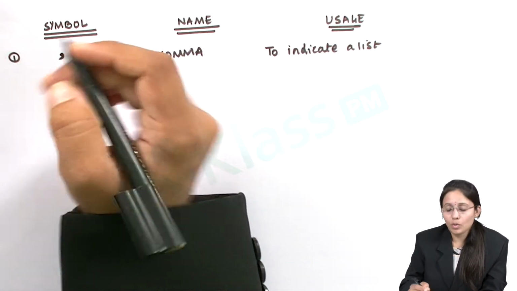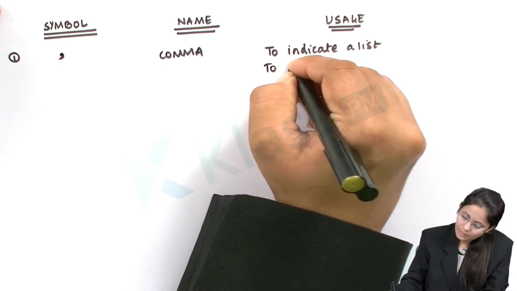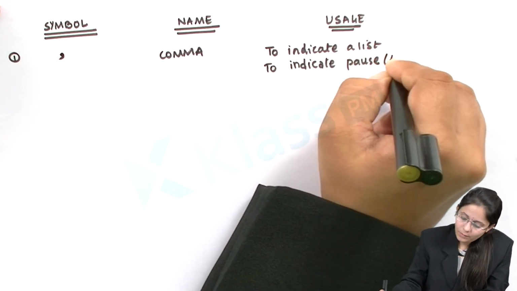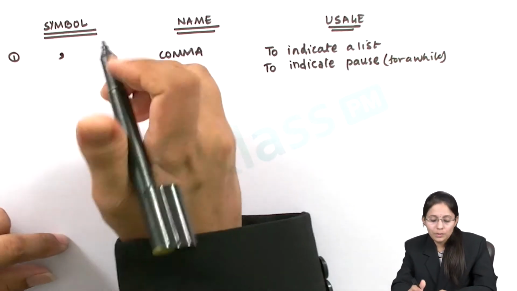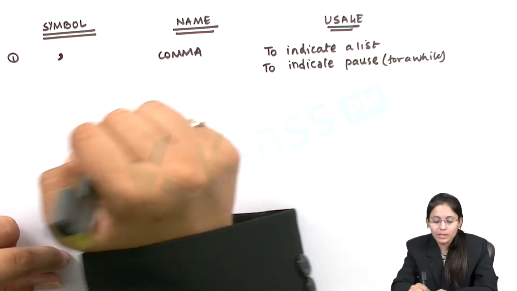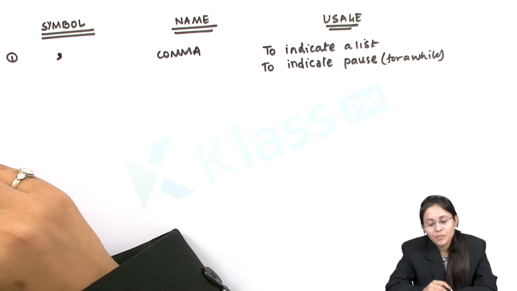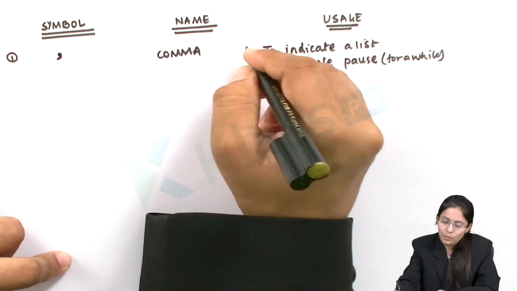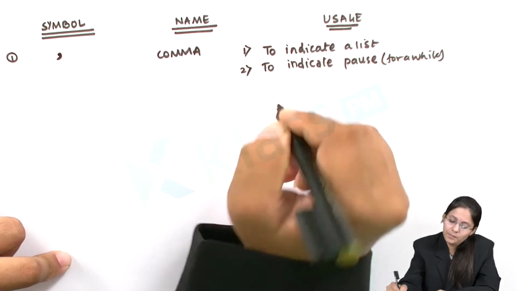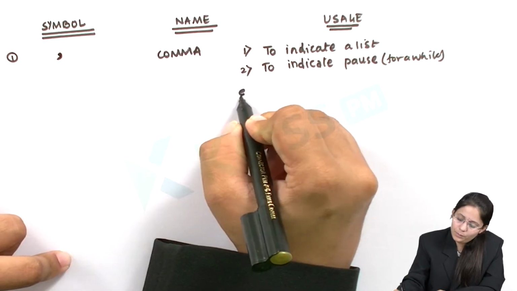Along with this, it is also used to indicate a pause, which can be for a while, not too long. So the first symbol was a full stop, and then dragging its tail, that is nothing but a comma, and this comma is used to indicate a list and to indicate a pause. Two uses we have with this. Let us see the examples of these two uses.